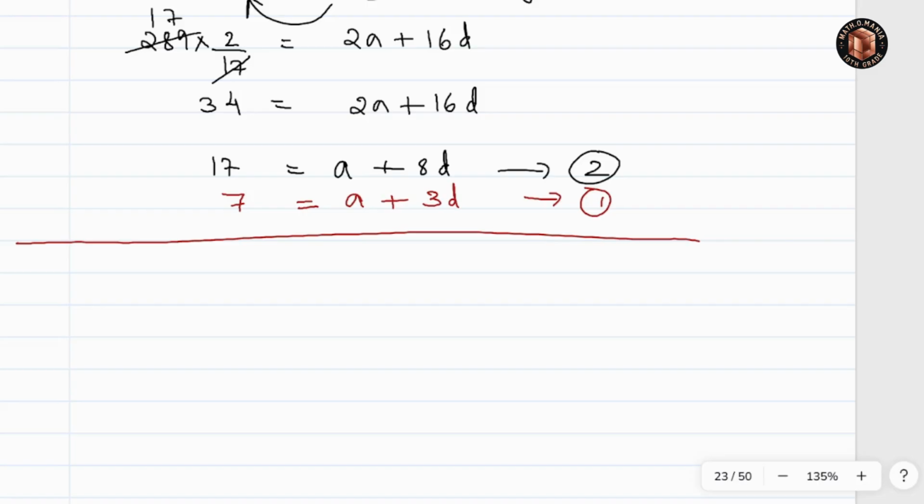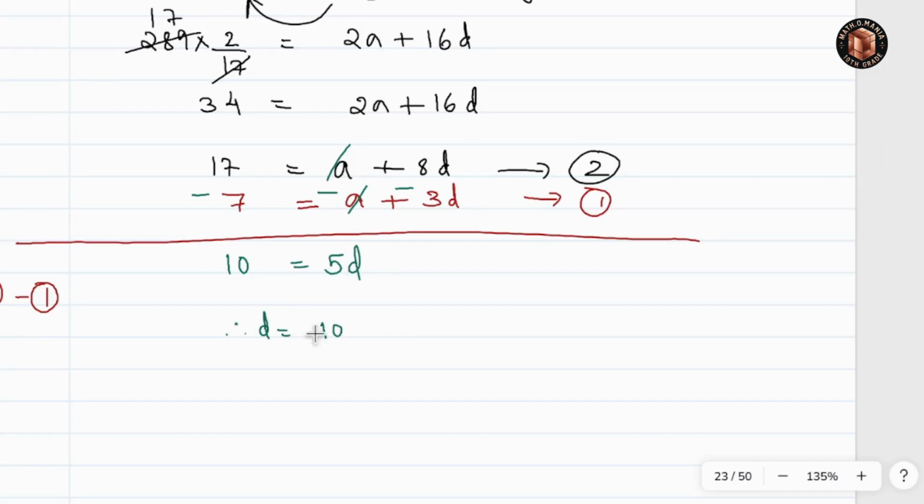Now what I can do? I can subtract the equation number 1 from the equation number 2. Here I need to change my sign: minus, minus, minus. So 17 minus 7 means it is 10 equal to, and this one and this one will get cancelled. So 8d minus 3d equal to 5d.